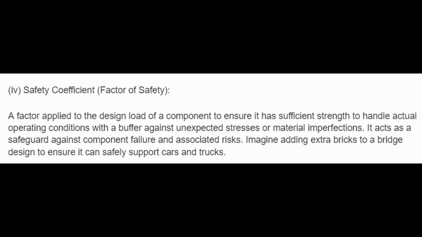4. Safety coefficient, factor of safety. A factor applied to the design load of a component to ensure it has sufficient strength to handle actual operating conditions, with a buffer against unexpected stresses or material imperfections. It acts as a safeguard against component failure and associated risks. Imagine adding extra bricks to a bridge design to ensure it can safely support cars and trucks.